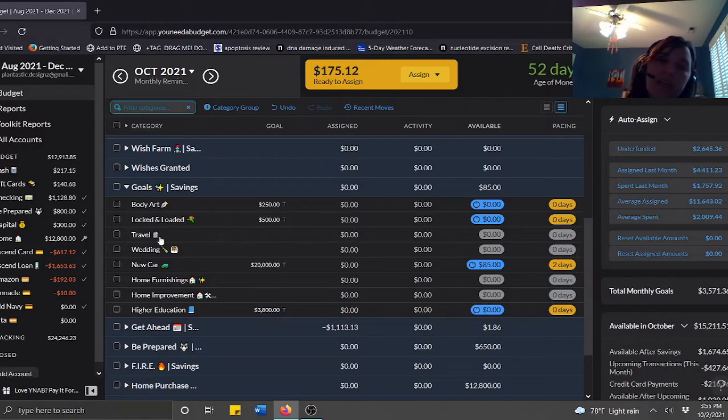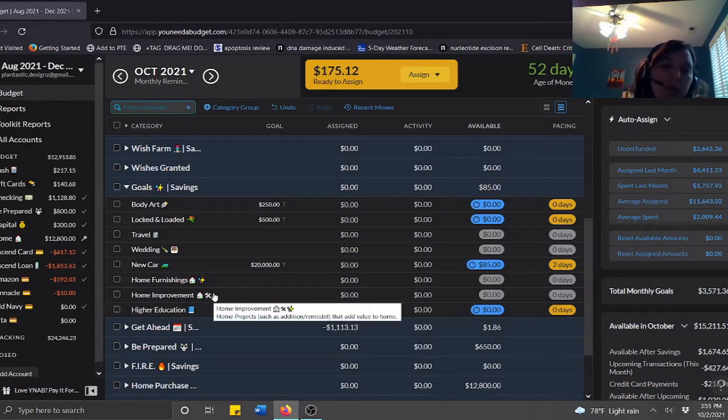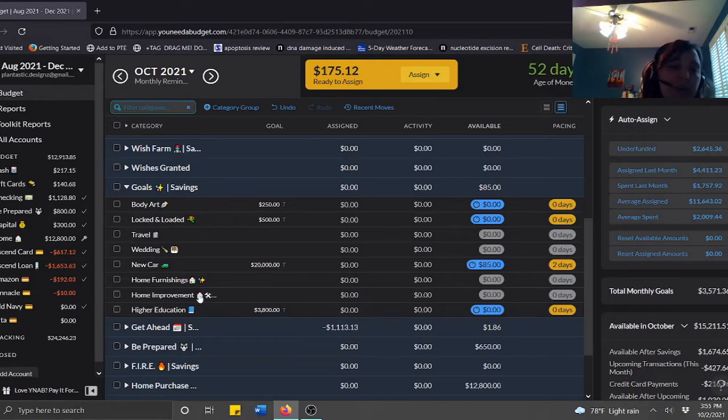Travel, so this is just in general, saving up to travel. Wedding, obviously I'm single right now, so that's a long ways off. A new car. So my car is 11 years old. It is going to die probably soon, so I definitely need to get a new one. I'm thinking I want to get an SUV, so I need to start putting money aside for that. Home furnishings, that would be like to decorate the house whenever I get a house. Home improvement would be like any projects. Obviously, I don't know that yet because I don't know what my home's going to look like, but that's just in there. And then higher education.